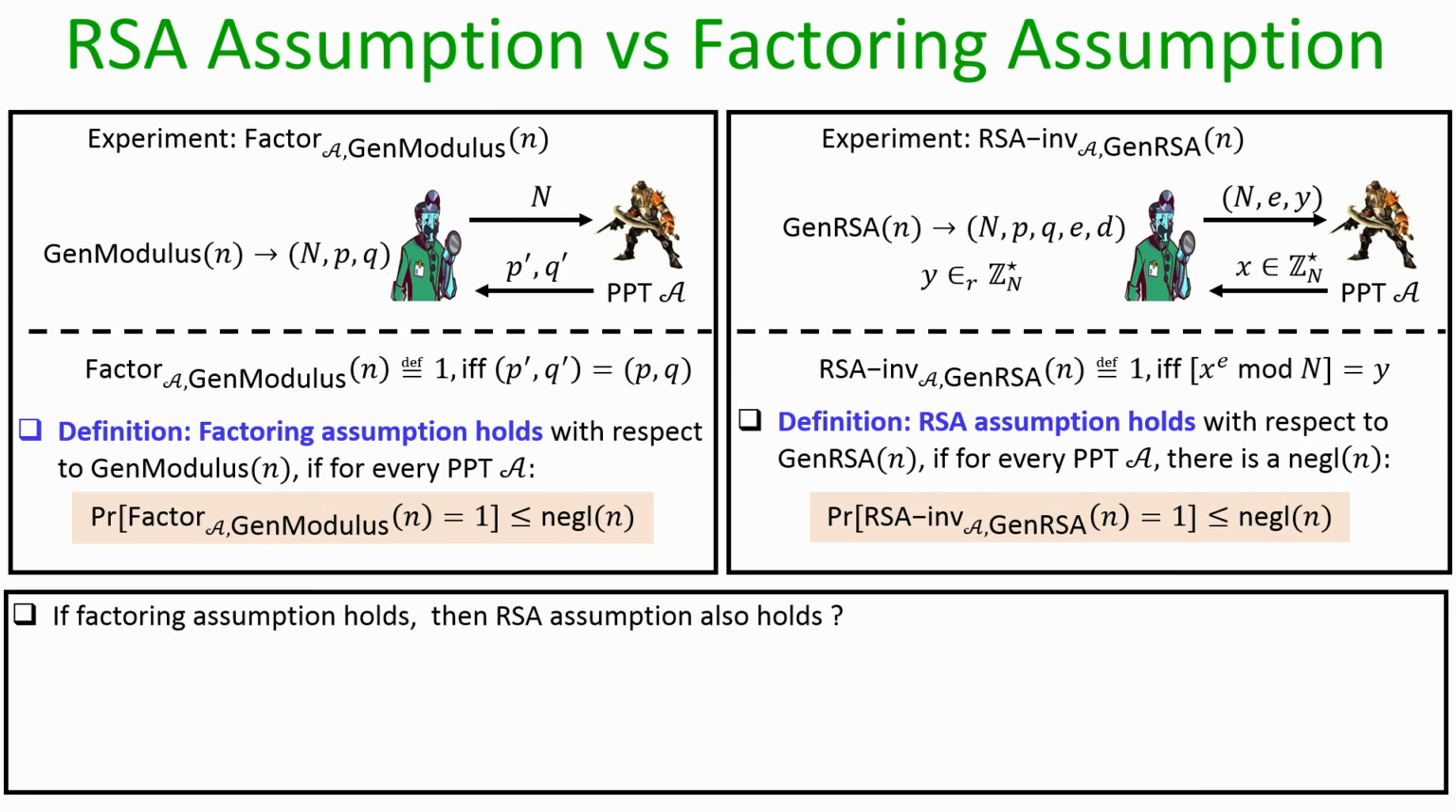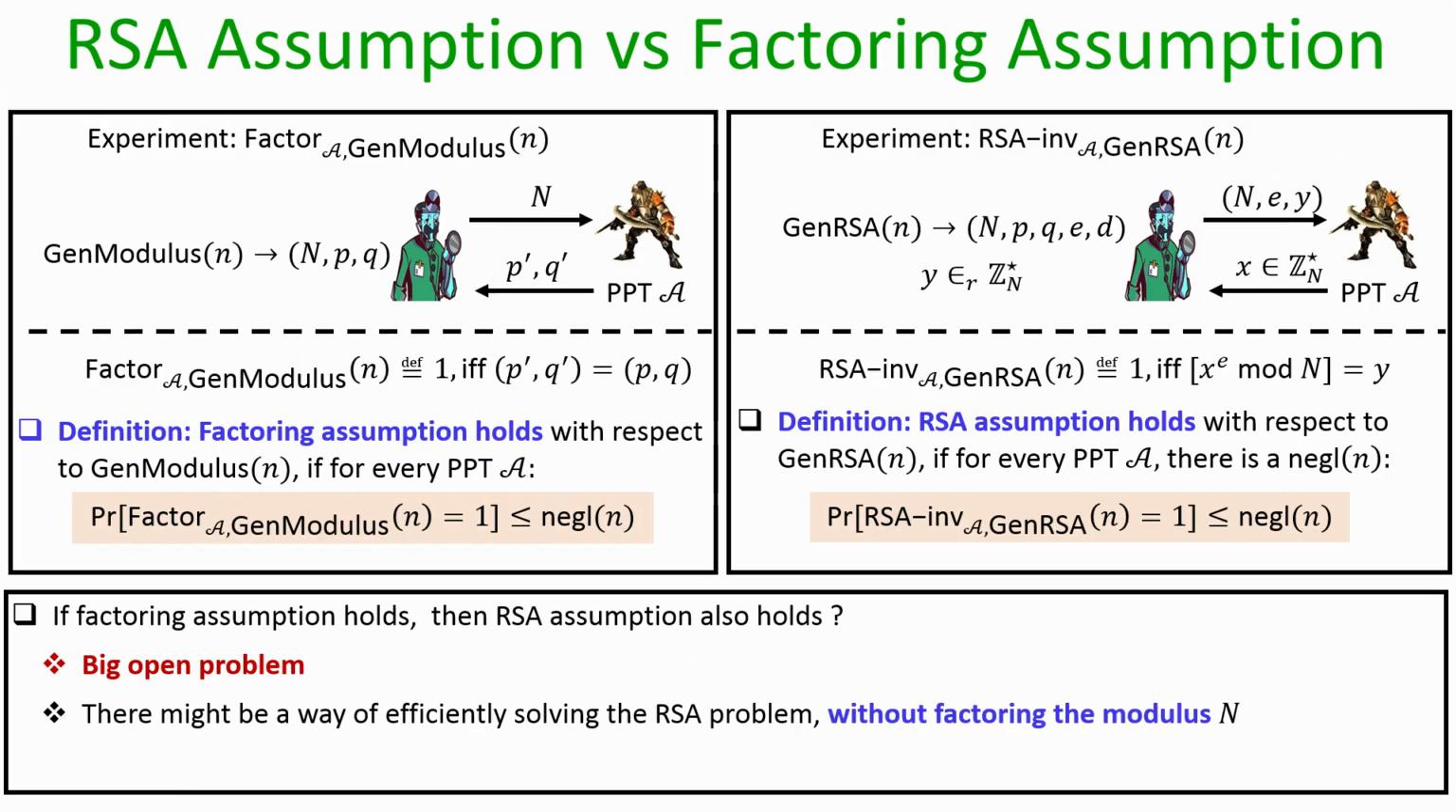On the other hand, let us consider the relationship in the other direction: can we say that if the factoring assumption holds, then the RSA assumption holds? We do not have any answer for this. That means, we cannot prove that if the RSA assumption does not hold, then the factoring assumption does not hold. It is a big open problem, because there might be a way to efficiently solve the RSA problem without actually factoring your modulus. One way of solving the RSA problem might be to factorize your n, and then once the factorization is known, come up with the value of d and so on. But that need not be the only way to solve the RSA problem.